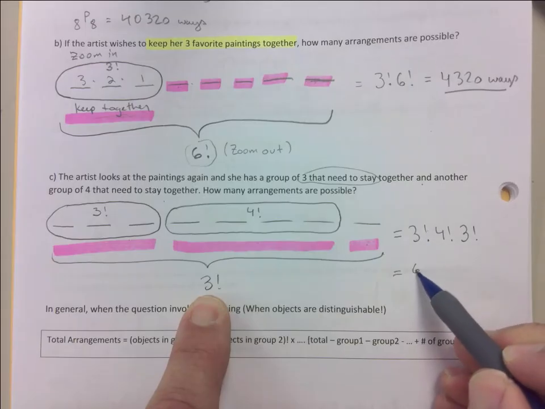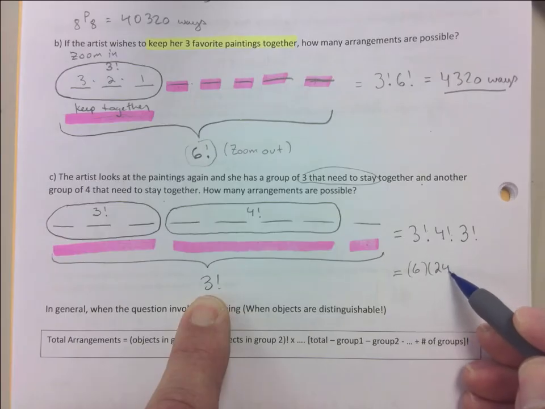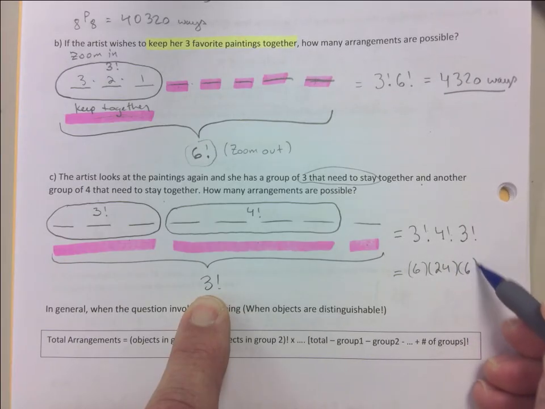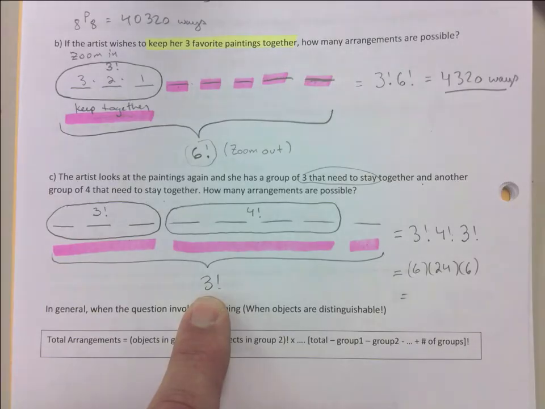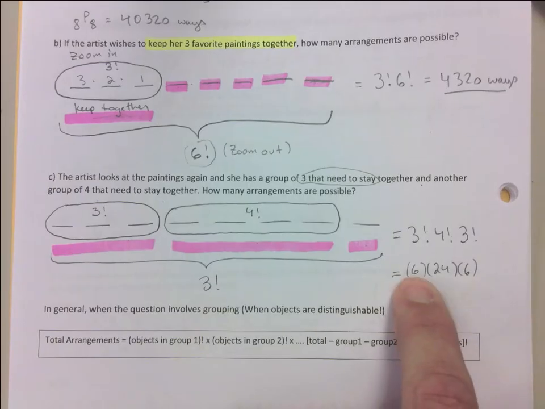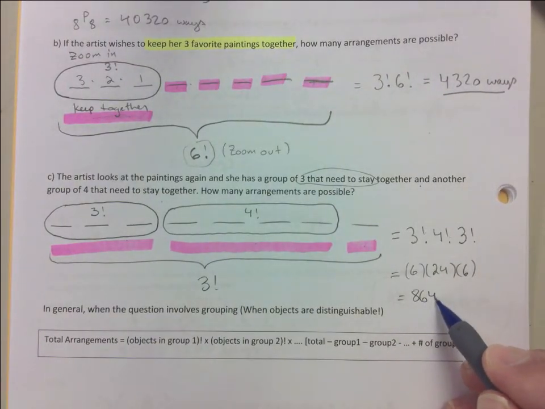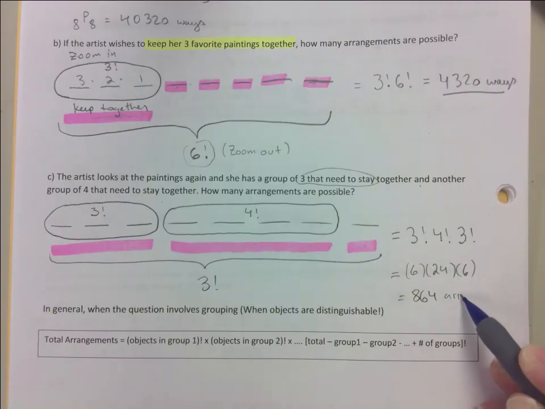3 factorial is 6. 4 factorial is 24. 3 factorial is 6 as well. That's where your study sheet is going to make it a lot faster if you have it. Okay, so what's 6 times 6? 36 times 24. That's 864 arrangements.